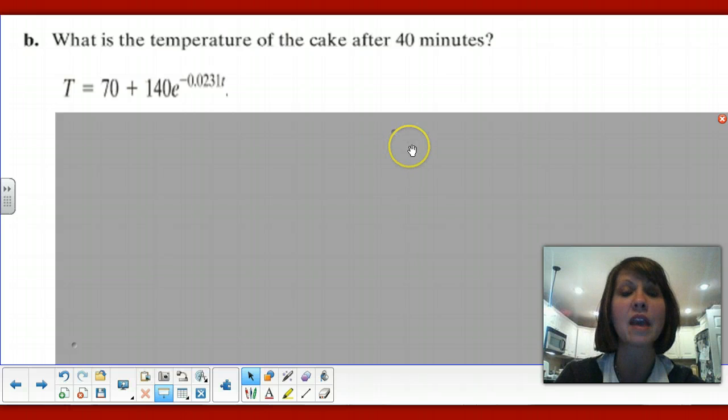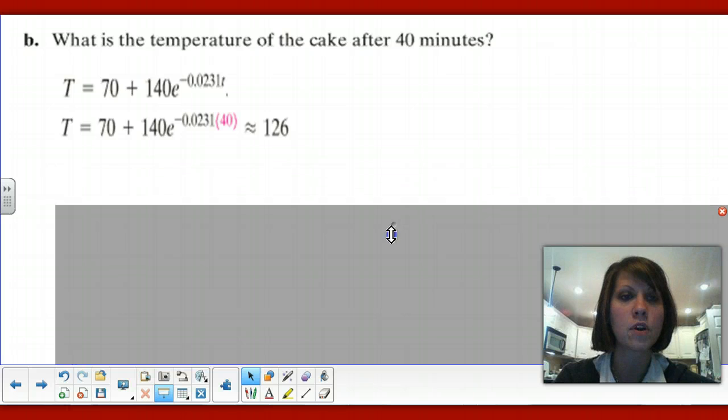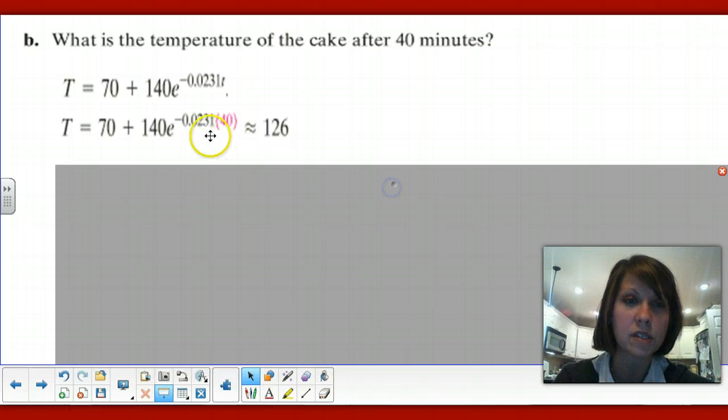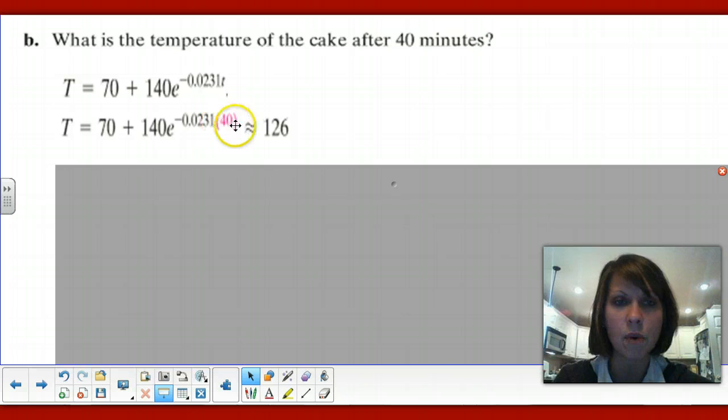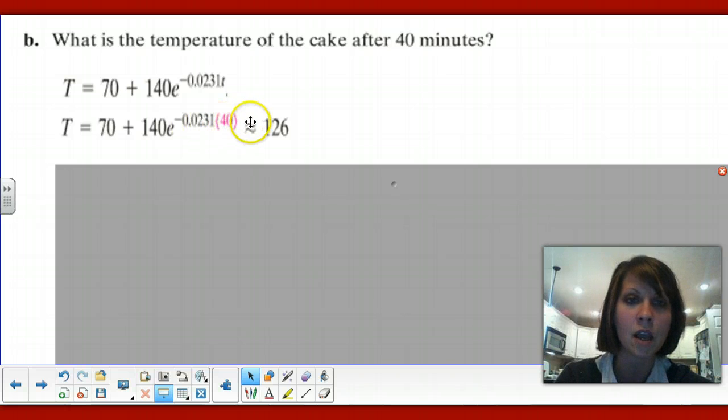What's the temperature of the cake after 40 minutes? Plugging in the 40, finding that it's 126. Make sure your calculator knows that both of these values are in the exponent.